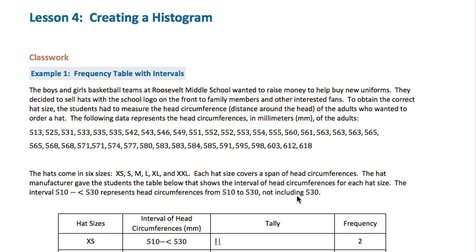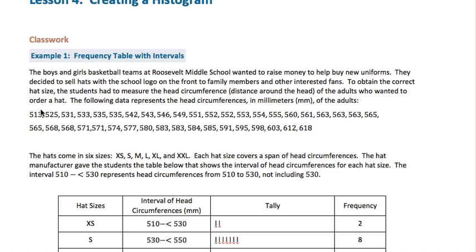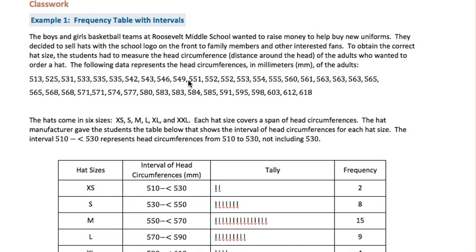And we complete the tally, or the frequency table, with the data listed in our list above. There's 513 and 525. Then 531, that would be a small. 533, 535, 535, 542, 543, 546, 549. Then 551, notice the data is in order from least to greatest, so that helps. 551, 552, 552, 553, 554, and so on.